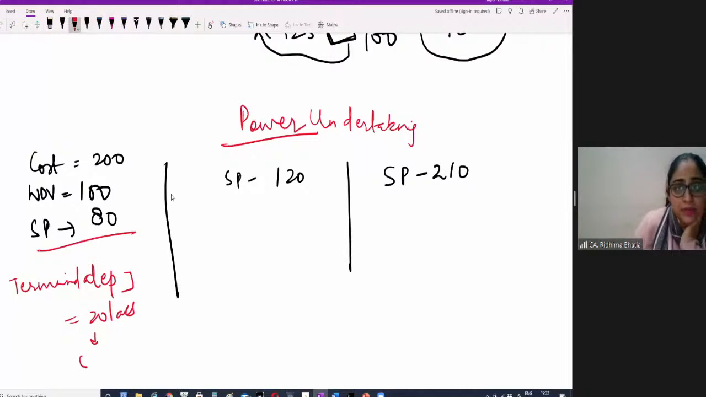Why is this called terminal depreciation? Because the asset is sold, we still have to write off the difference amount. That writing off is known as terminal depreciation.